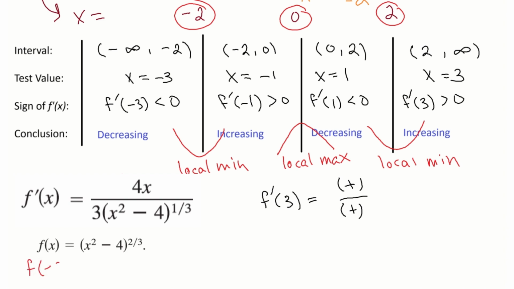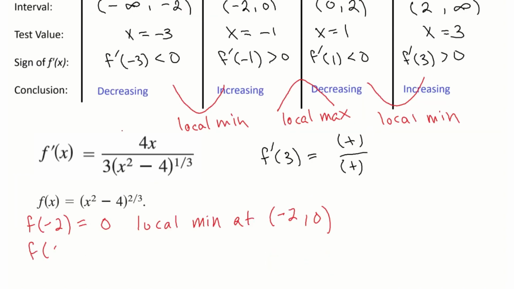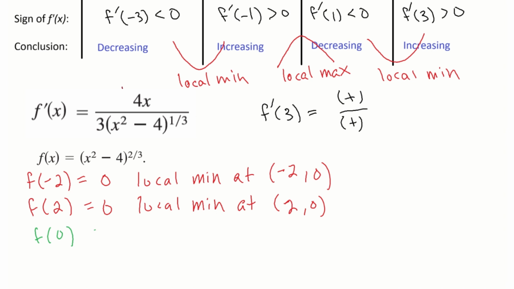So our final answer, we have a local minimum at the point minus 2, 0, and at 2, 0. And we have a local maximum at 0, cube root 16, since f of 0 is minus 4 to the 2/3, which is equal to cube root 16.